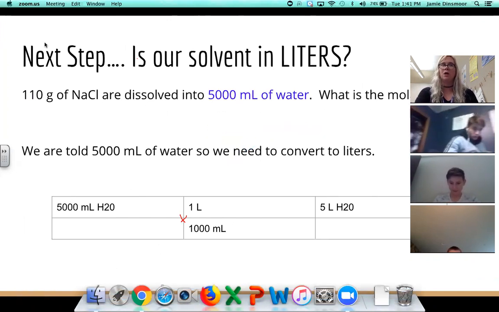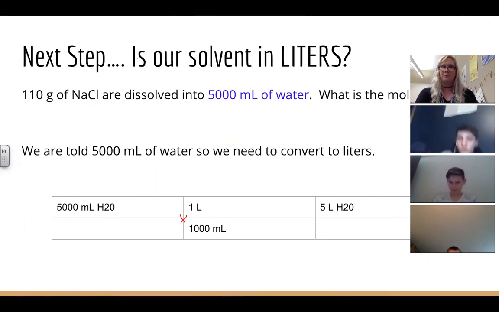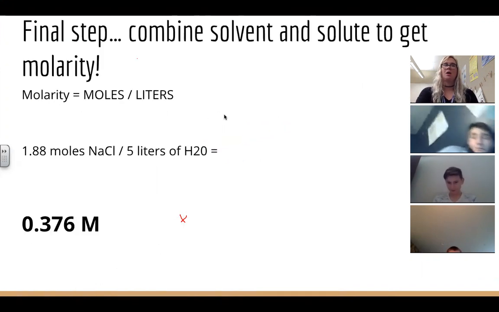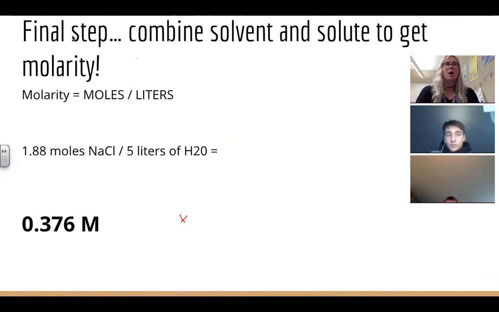What do we do to put these two things together? We divide. Pretty easy. Honestly, this is some of the easier math that we're gonna have in the class. So just keep that in mind.